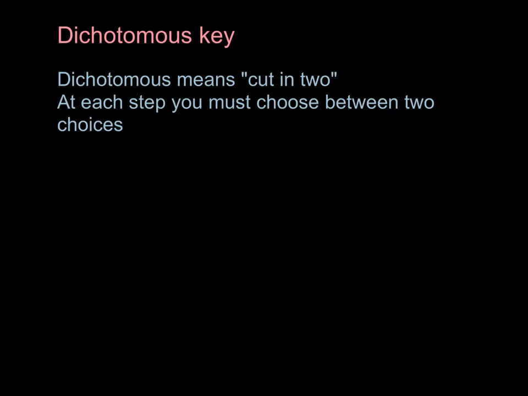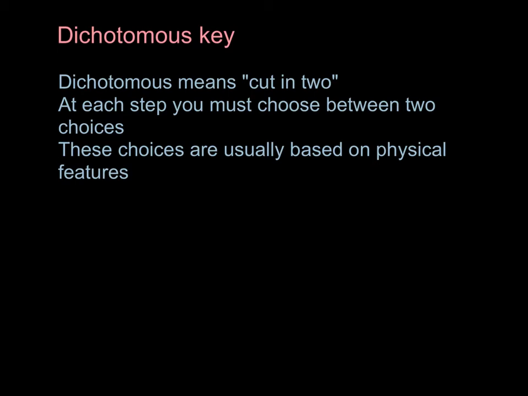When you have a dichotomous key, you have a set of choices, and at each step you must choose between 2 choices, not 3, just 2. These choices are usually based on physical features because sometimes when scientists get specimens, they're already dead, so they can't look at behavioural or physiological features. They can only look at what's actually in front of them, physical things. Let's try it out with Thomas and his little friends.